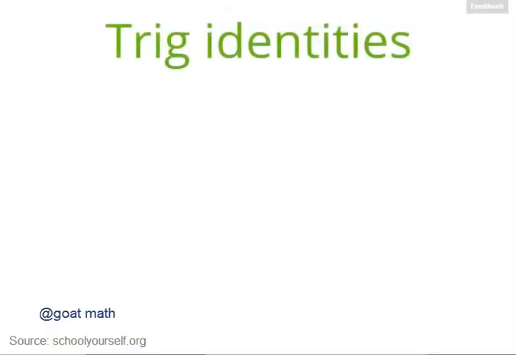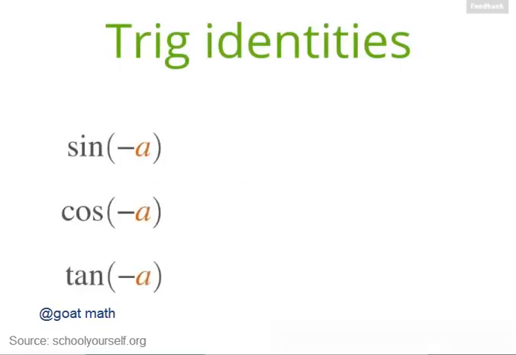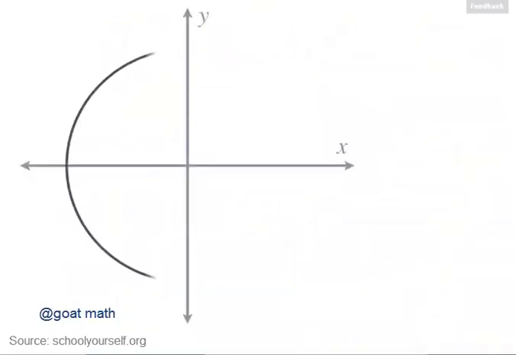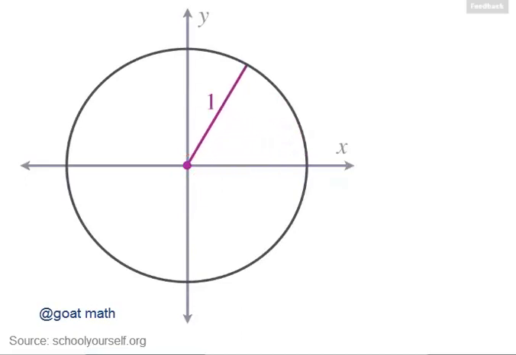Let's see if we can find some trig identities for the sine, cosine, and tangent of negative angles. So we want to write the sine, cosine, and tangent of negative A in terms of the sine, cosine, and tangent of positive A. First, let's look at the unit circle, which is the circle centered at the origin, the point 0, 0, and with a radius of 1.